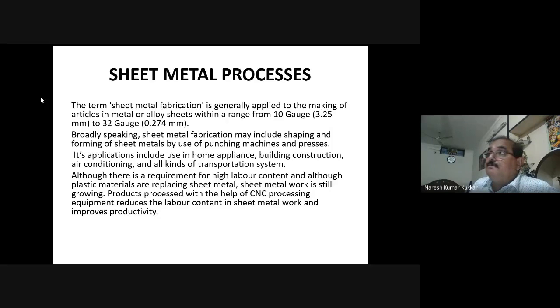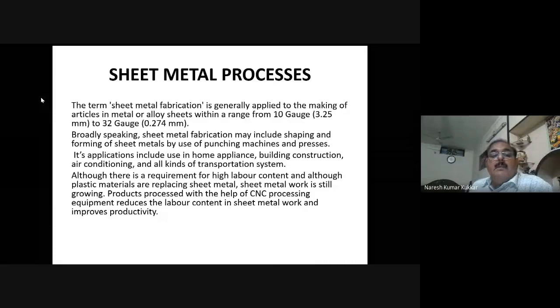Examples are like in refrigerators, where all the outer body is created through sheets. In air conditioners, the outer body is created by sheets. In cars, the whole outer body cover is created by sheets. So changing the sheet to make a specified product is the work of sheet metal processes. Broadly speaking, sheet metal fabrication may include shaping and forming of sheet metal by using a punching machine and presses.